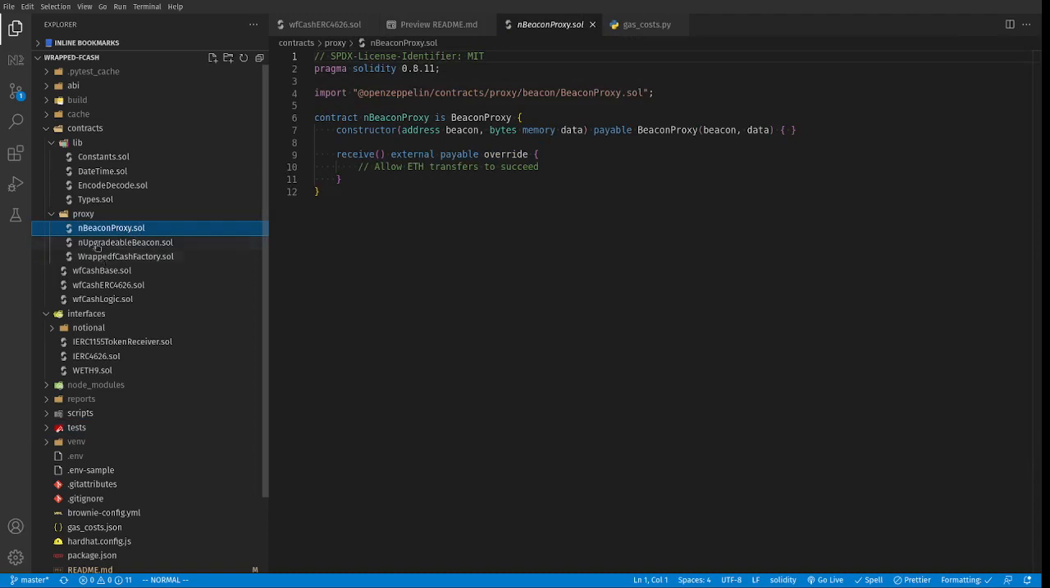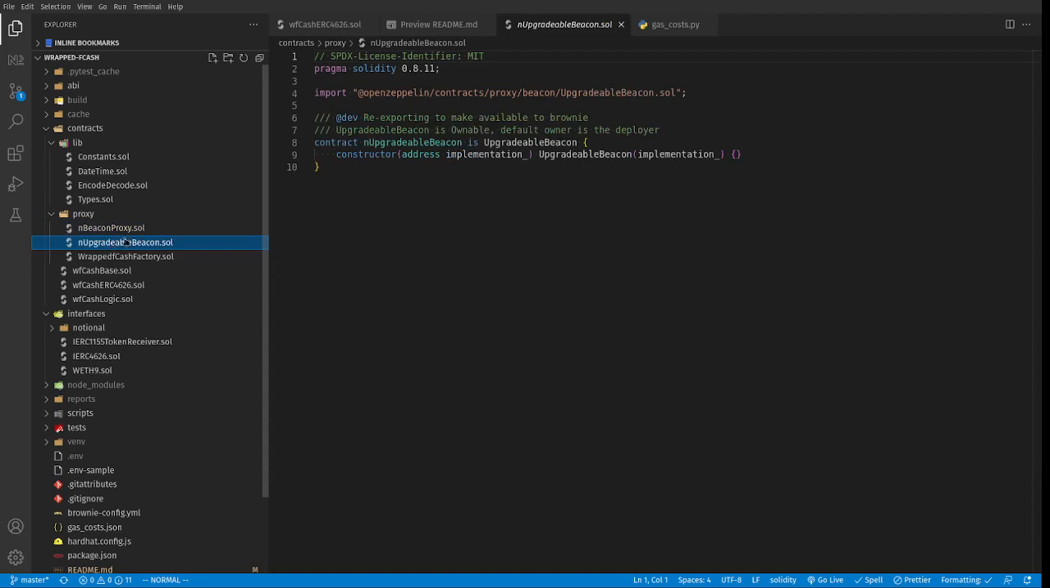Quickly, the NBeacon proxy and the NUpgradeable proxy are simply imports from the OpenZeppelin implementations, and here we add a receive ether method, and this is really just to import the contracts into Brownie so that we have access to it.